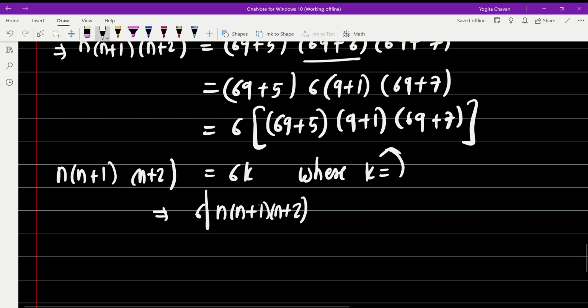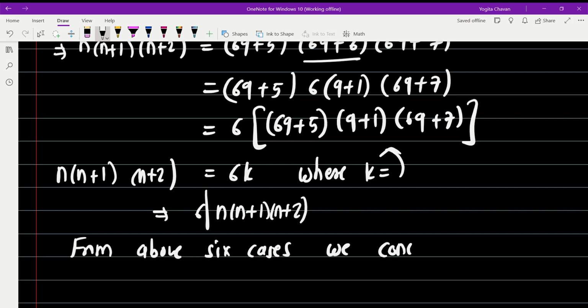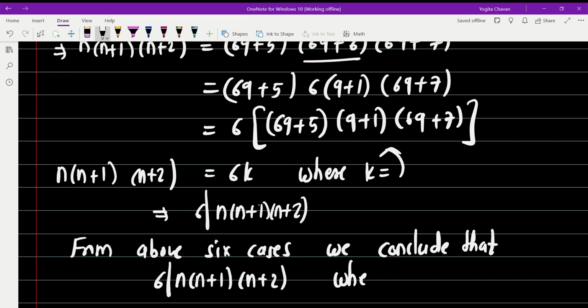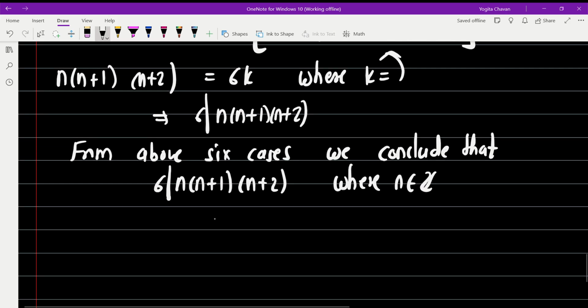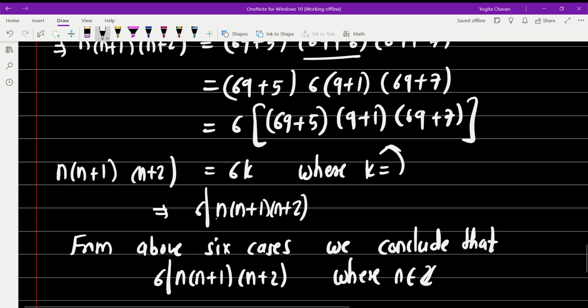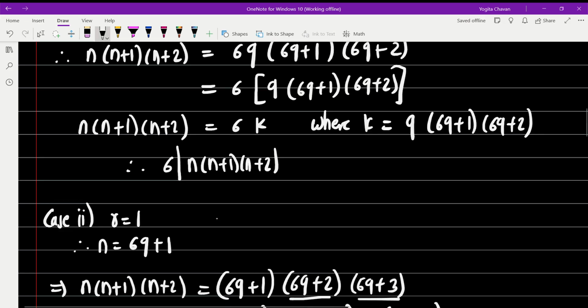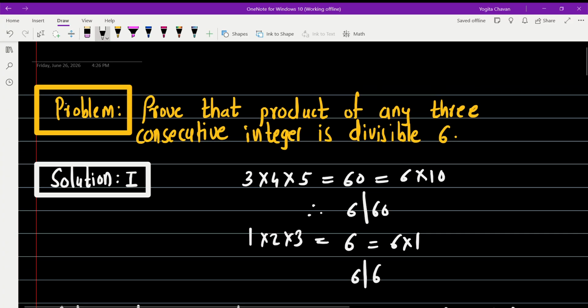So from the above 6 cases, we conclude that 6 divides n into n plus 1 into n plus 2, where n is any integer. आप कोई भी integer ले लो, उसके बाद के कोई भी दो नंबर ले लो, उनका product करो, that product is guaranteed divisible by 6. That is, the product of any three consecutive integers is guaranteed divisible by 6. Okay, so this is the first solution for this problem.